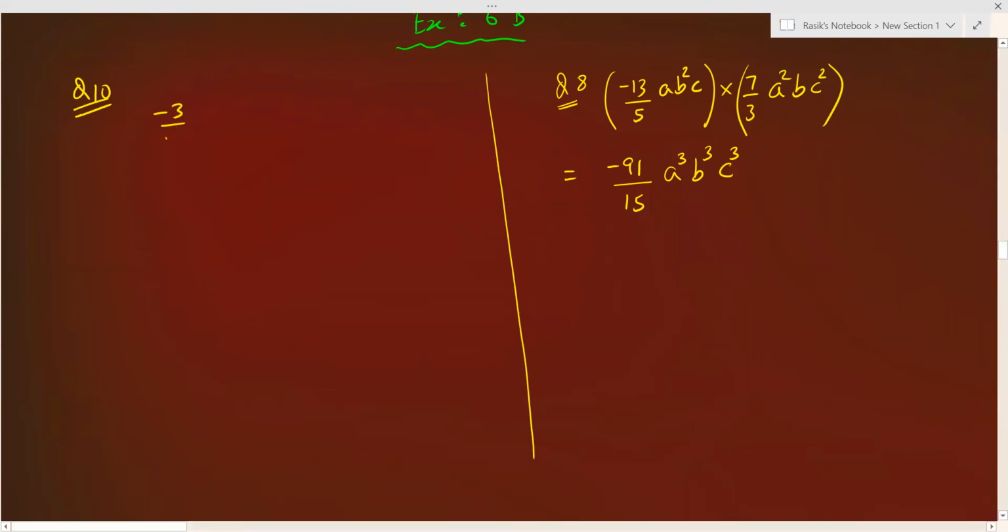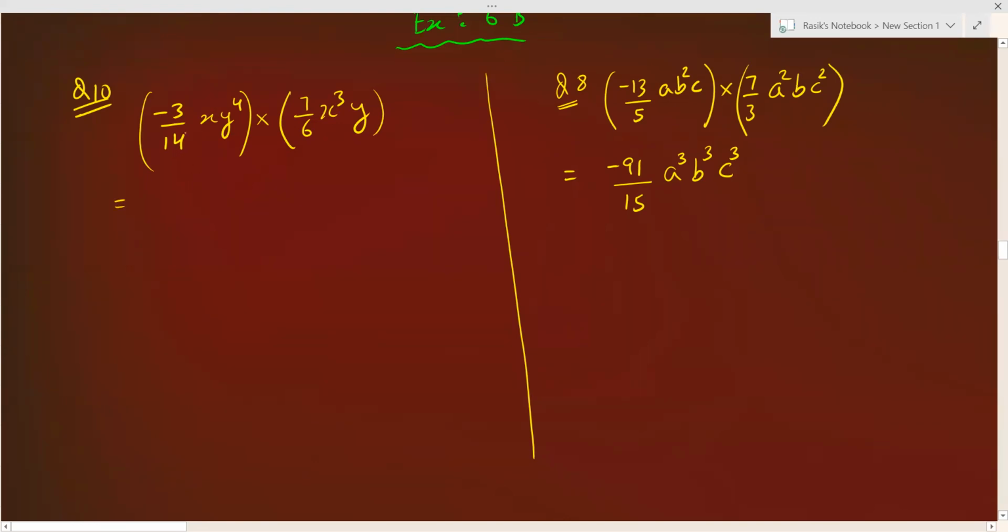माइनस थ्री अपॉन 14 एक्स वाई टू द पावर फोर मल्टीप्लाइड बाय 7 upon 6 एक्स क्यूब वाई. दिस इज द क्वेश्चन.